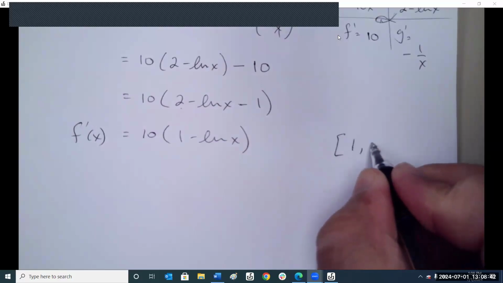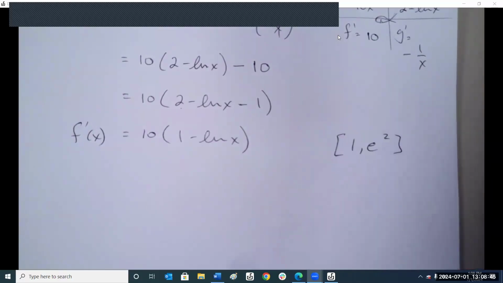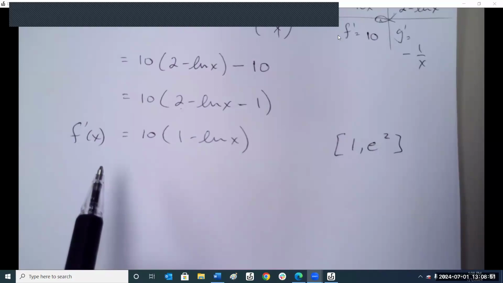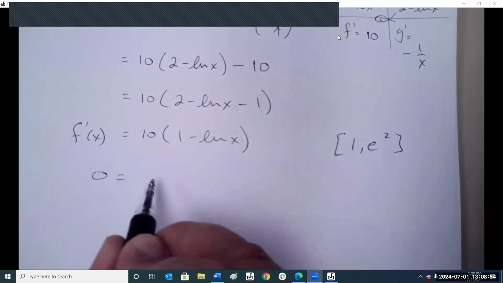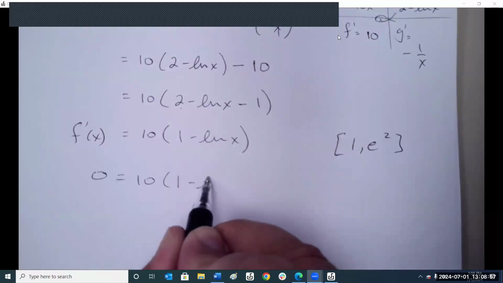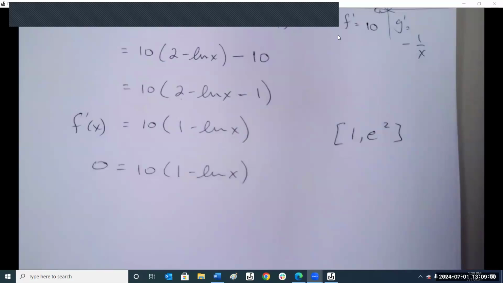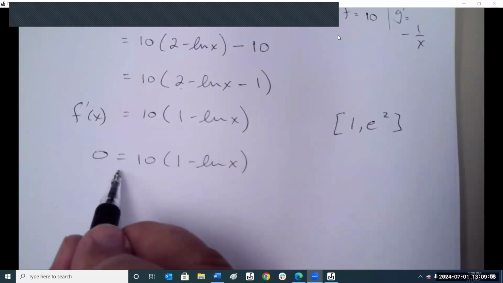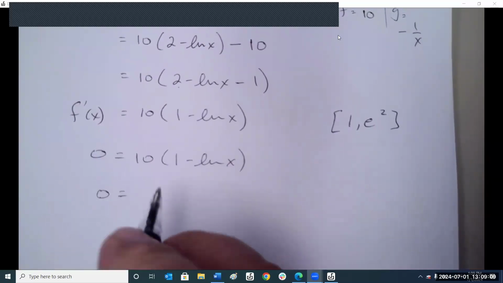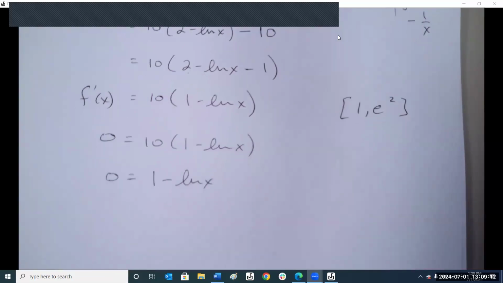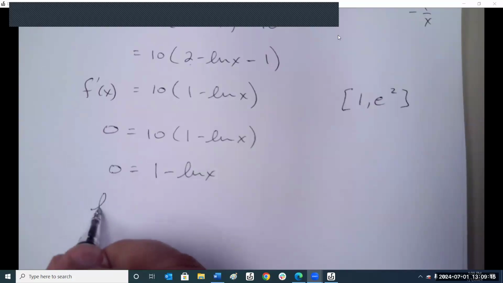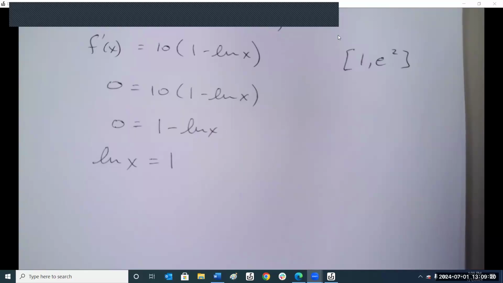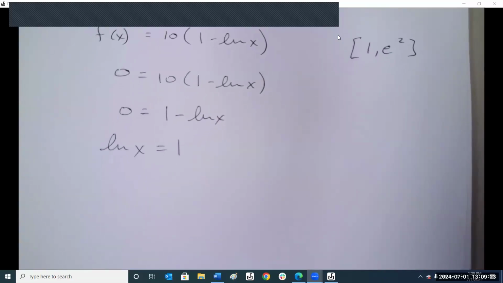Remember, our interval is 1 to e squared. What do we do with this thing now, real quick? We find the first derivative. What do we do next? Set it equal to 0. Divide both sides by 10. 1 minus ln x. Move the ln x over. What is that going to equal?